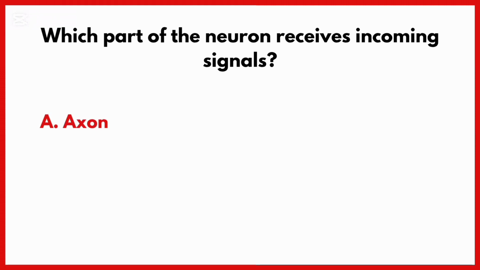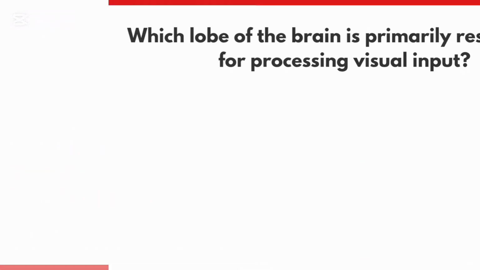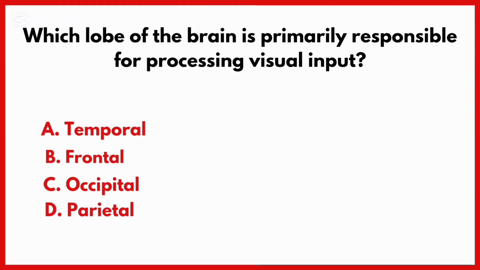Which part of the neuron receives incoming signals? Correct answer is option C, dendrite. Which lobe of the brain is primarily responsible for processing visual input? Correct answer is option C, occipital lobe.